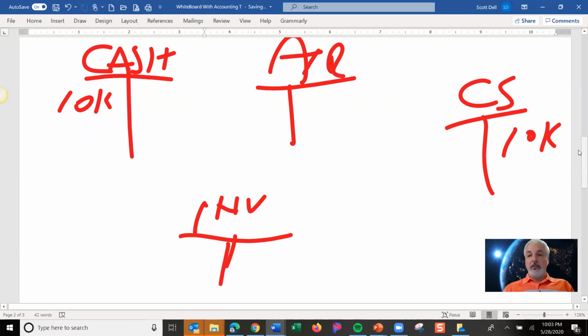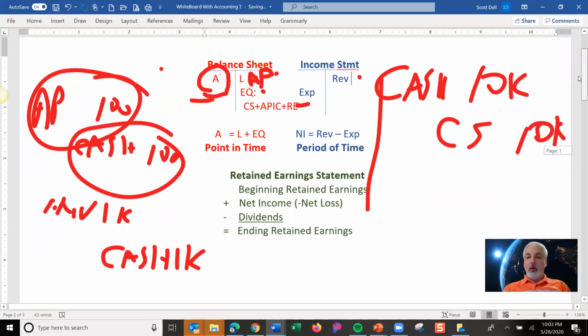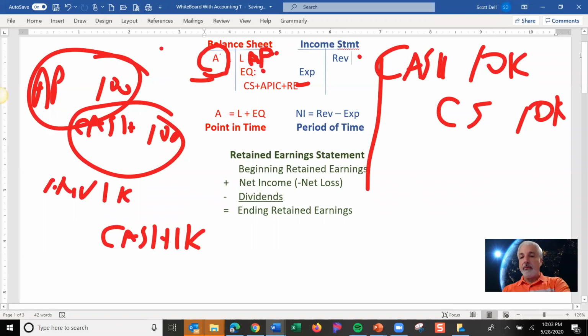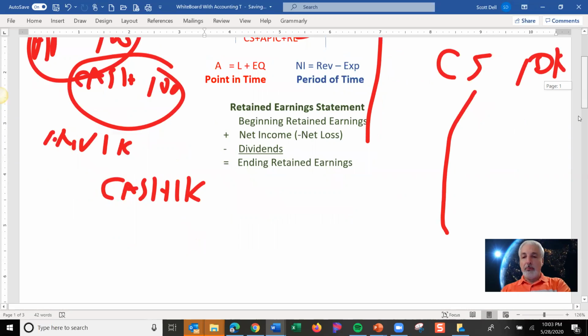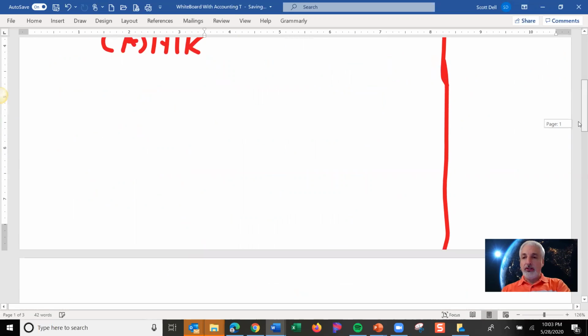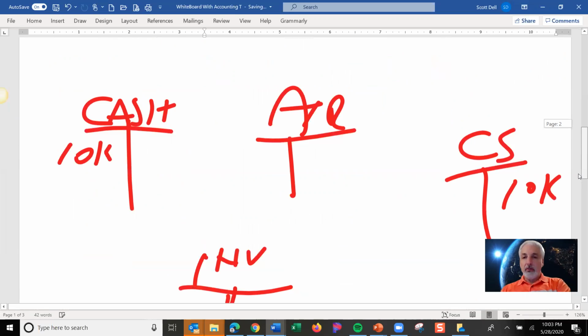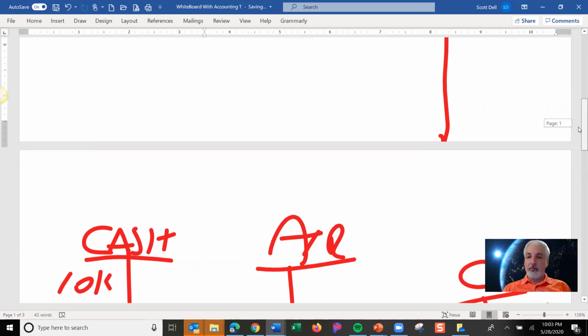When we did that, and we did that right up here actually, there's our cash debit 10K, common stock 10K. We go through something called a posting. And when we post a transaction, it goes into the ledger. And there we have our transaction.